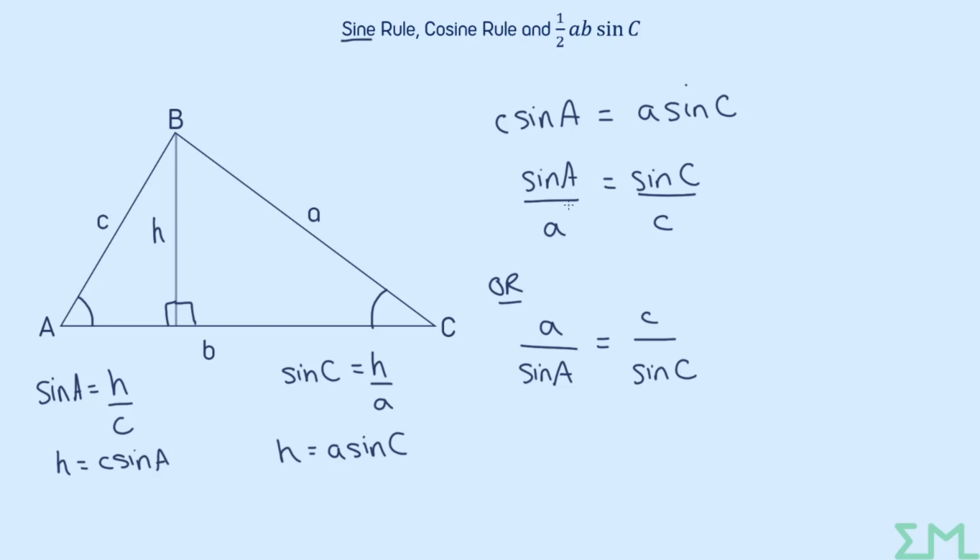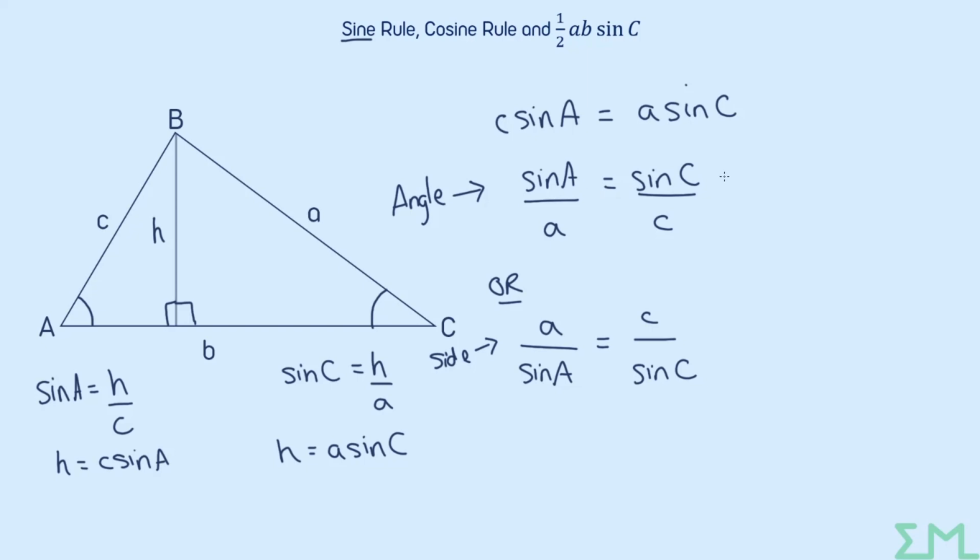The reason I might want one of these forms over the other would be down to what I was actually trying to find. If I was trying to find an angle, then I would most likely use this formula, because my unknown would therefore be in a numerator, which is much easier to deal with. If I was looking to find a side, then I would probably want to use this version of the formula, because then again my unknown would be in the numerator.